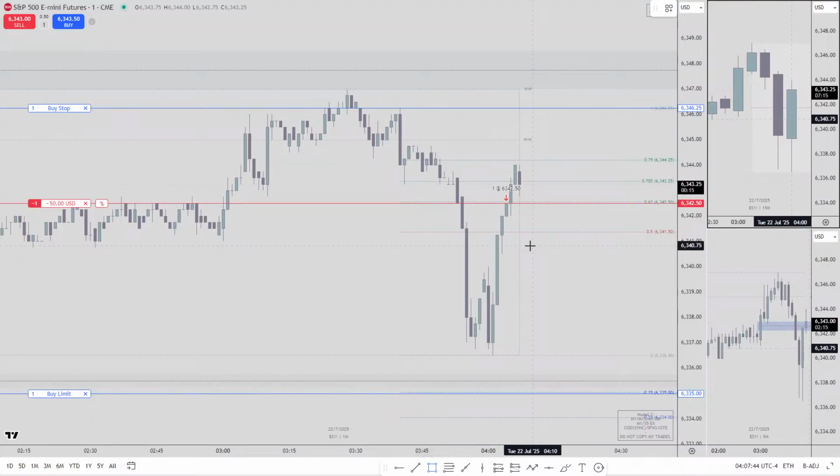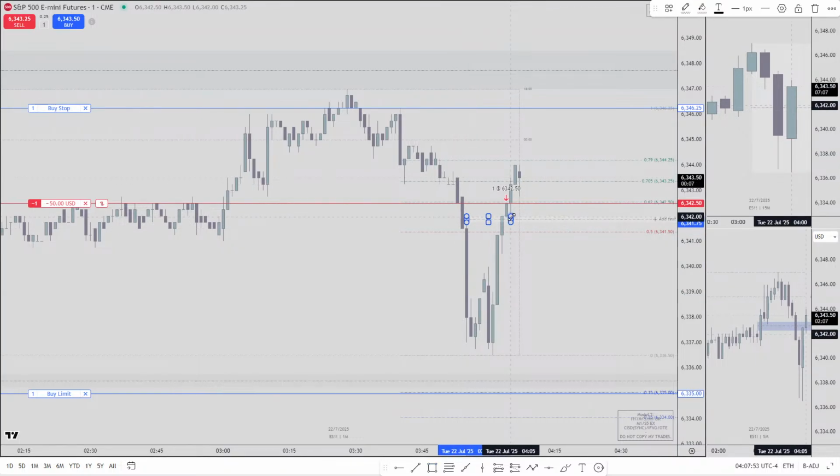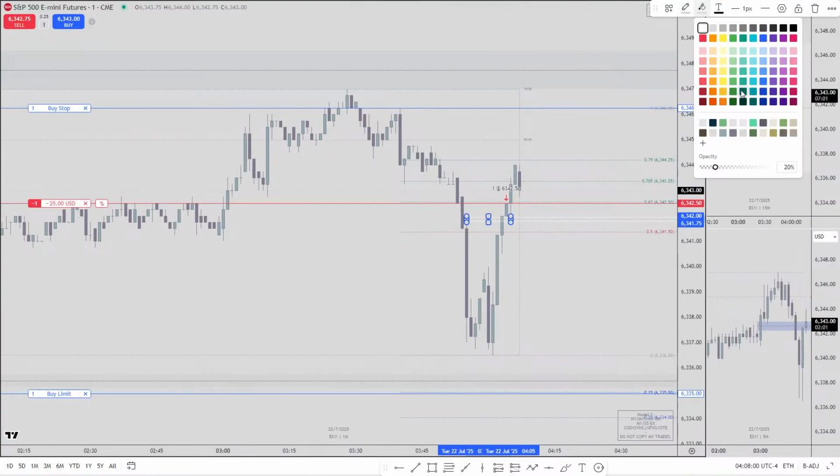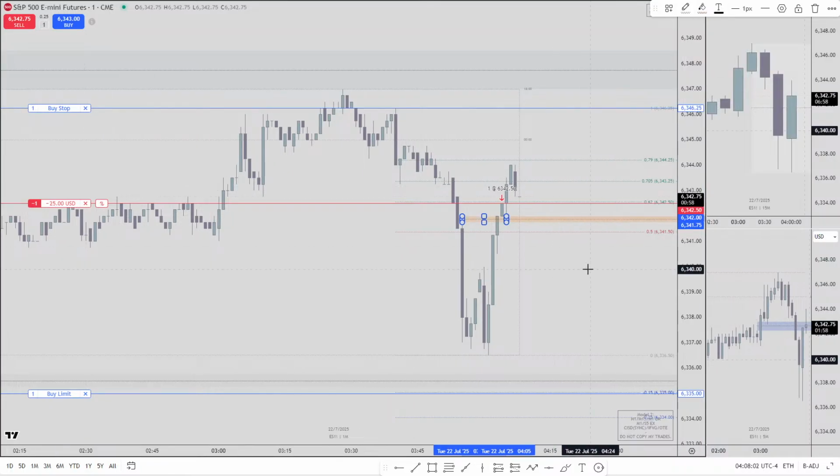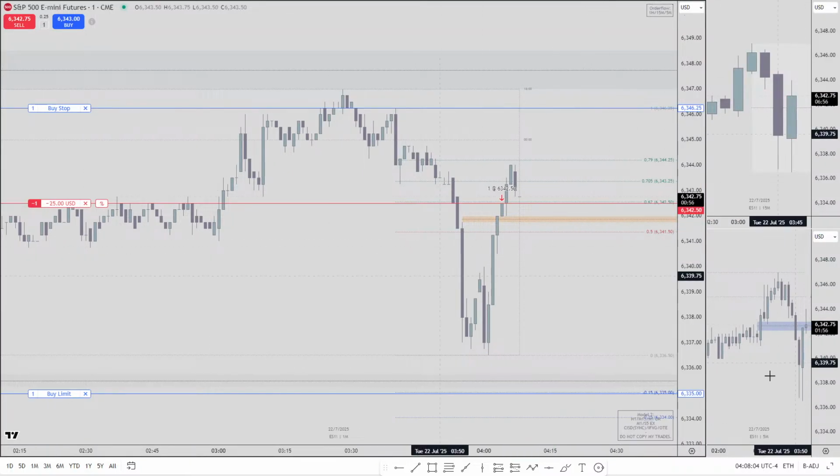So from, I think this high, no, from this high to this low right here, I want to see this gap closed on the 5 minutes. Let's put it orange, which means the next 2 minutes. We only have 2 minutes for price to overlap that orange area.